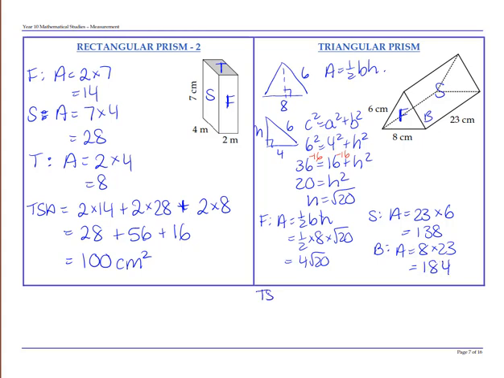So my total surface area is the front I've got 2 of, so it's going to equal 2 lots of the 8 square root of 20. My sides I have 2 lots of, so 2 lots of 138, and then I only have one base, which is 184. Okay, so that's 16 square root of 20, 2 times 138 plus 276 plus 184.